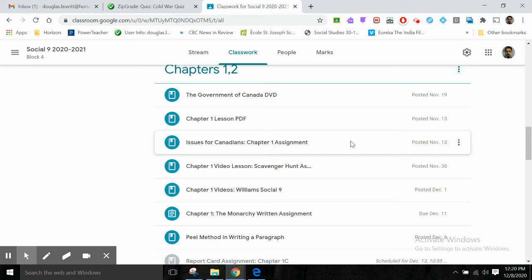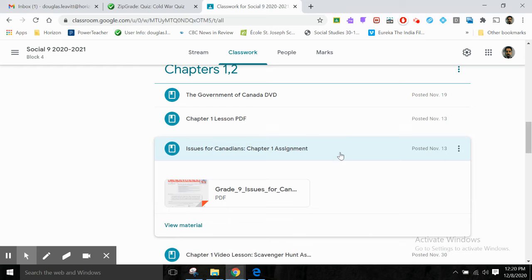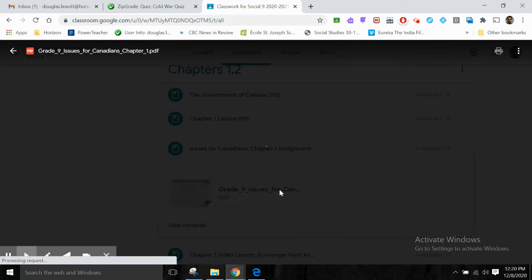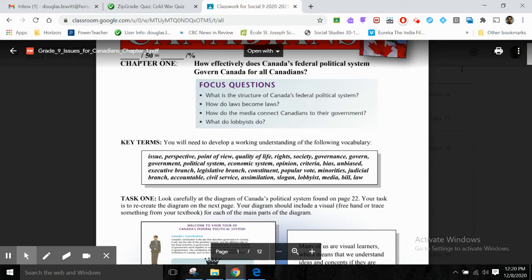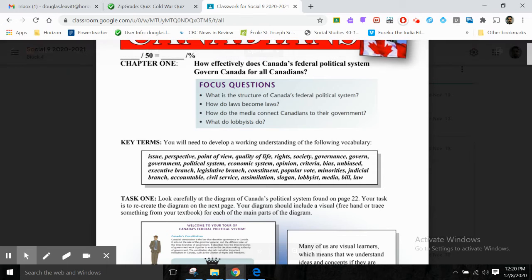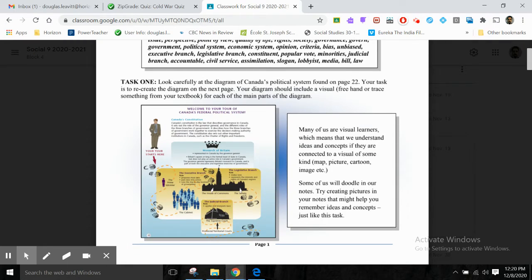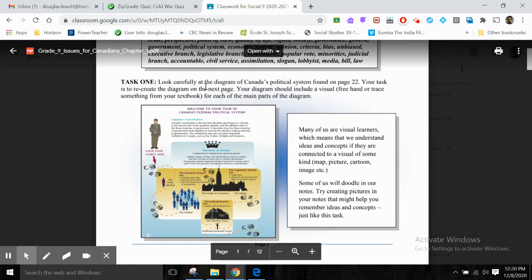So, anyhow, I'm just going to do a quick walkthrough, kind of talk about what you should be doing on this assignment. So here it goes. It's out of 50 points. It gives you a list of key terms that you should be aware of. Okay. Task 1, it says look carefully at the diagram of Canada's political system found on page 22, also right here.